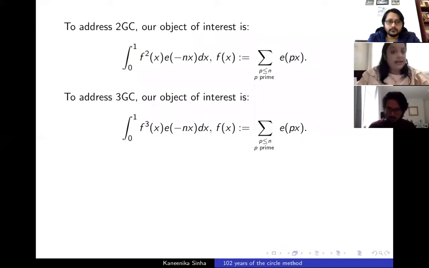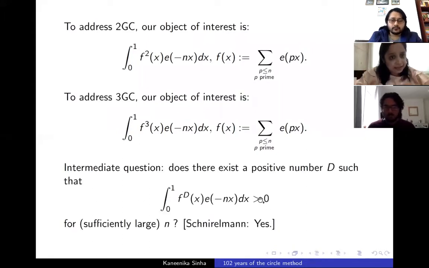In a similar way, to address the ternary Goldbach conjecture, we repeat the same process, but this time instead of f square of x, we need to take f cube of x, and n is some odd number. In between, there is the intermediate question: does there exist a positive number d such that the integral of f of x raised to the d times e of minus nx dx is positive, at least for sufficiently large n? And Schnirelmann's answer to this question is yes, you can find such a positive number d.